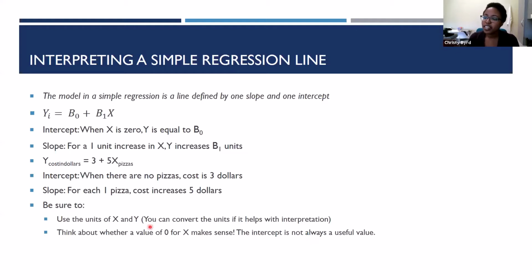And another point here is that you want to use the units of x and y. So our y is dollars, so we talk about $8 and $13. And then we're talking about how many pizzas are x. We're going to use our unit of pizzas. So whenever you are interpreting an intercept and a slope, you can use these phrases.